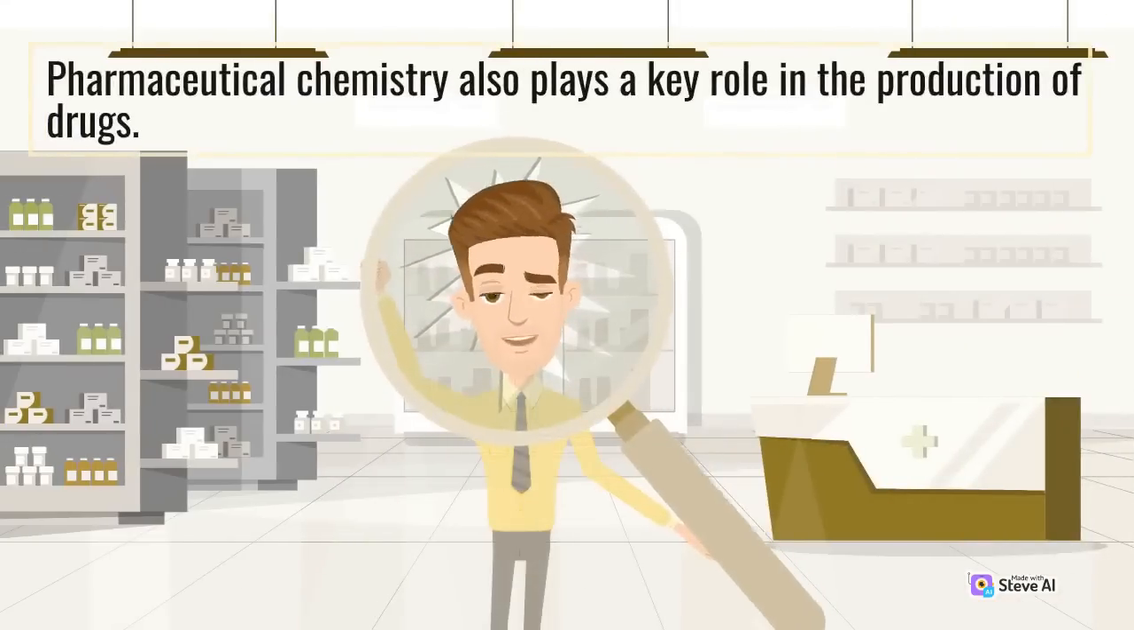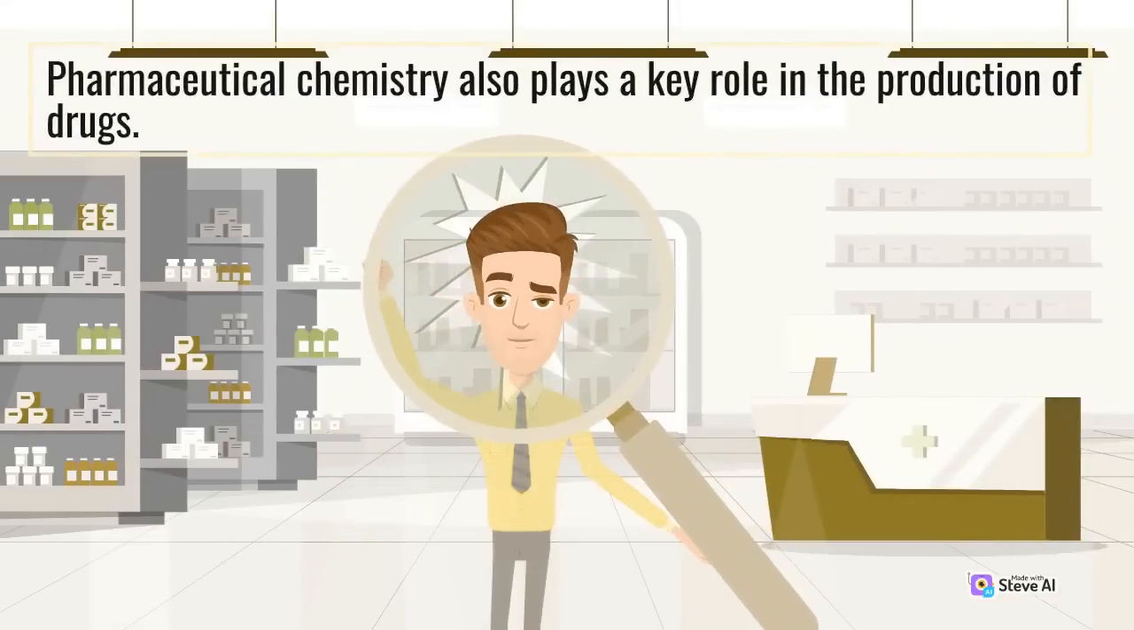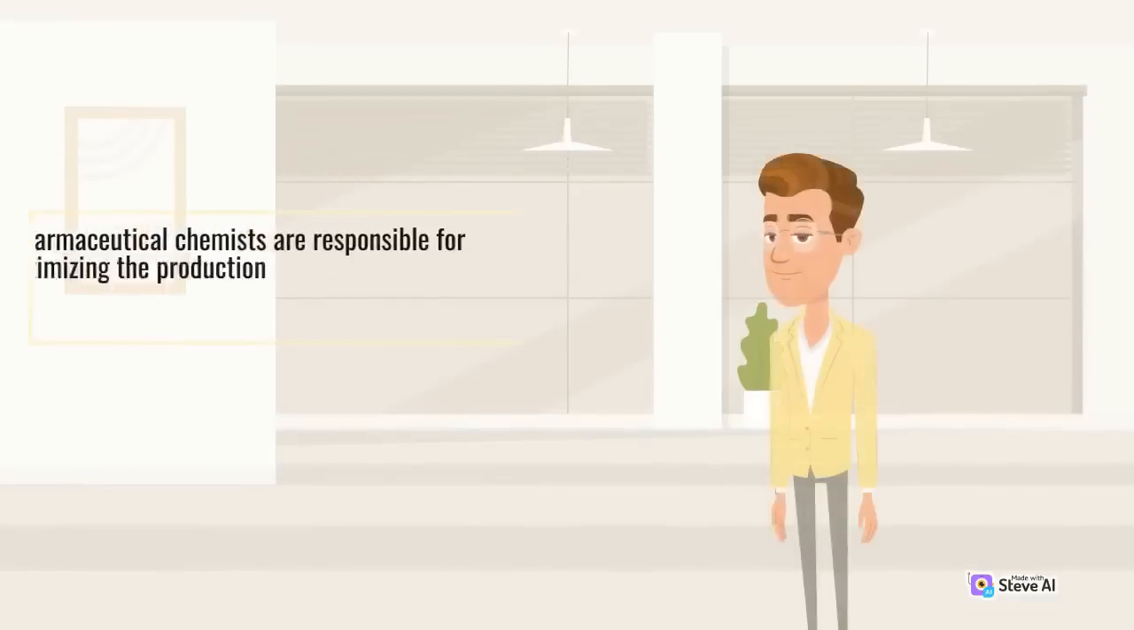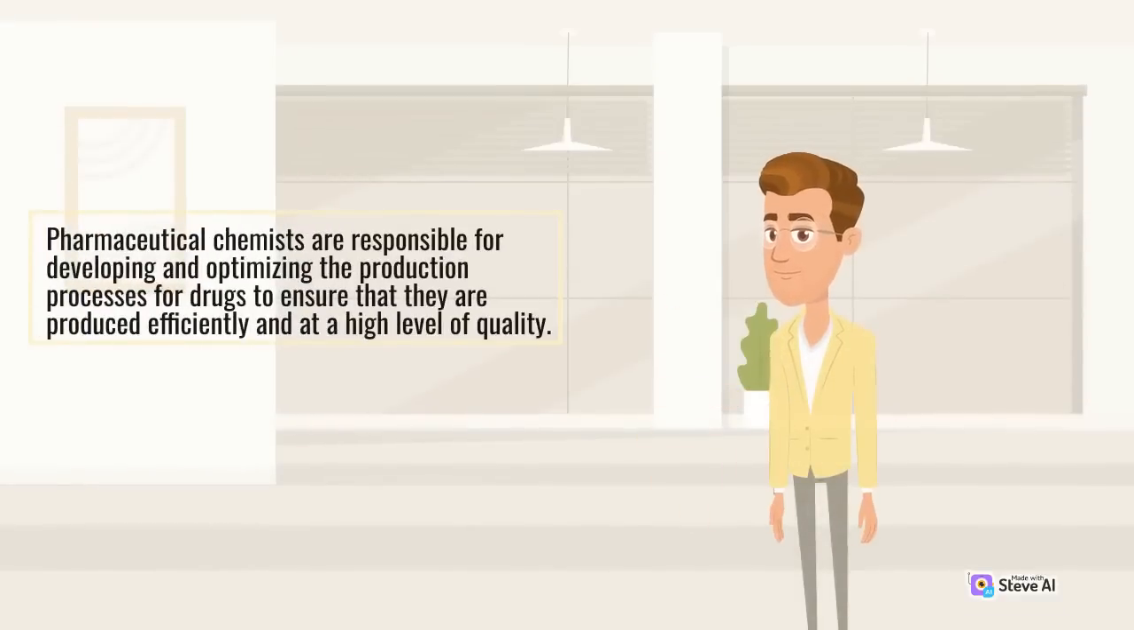Pharmaceutical chemistry also plays a key role in the production of drugs. Once a drug has been developed and approved for use, it must be produced in large quantities for distribution to patients. Pharmaceutical chemists are responsible for developing and optimizing the production processes for drugs to ensure that they are produced efficiently and at a high level of quality.